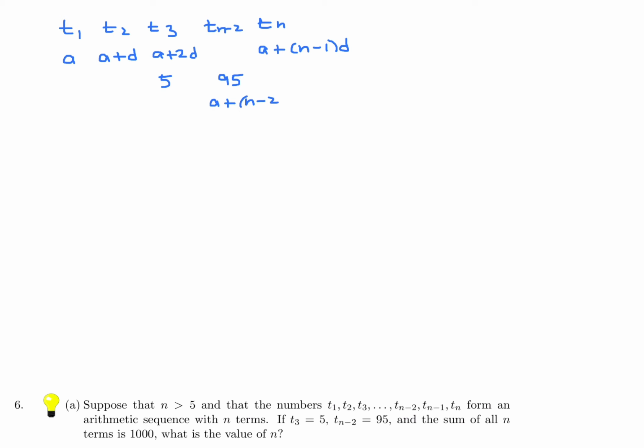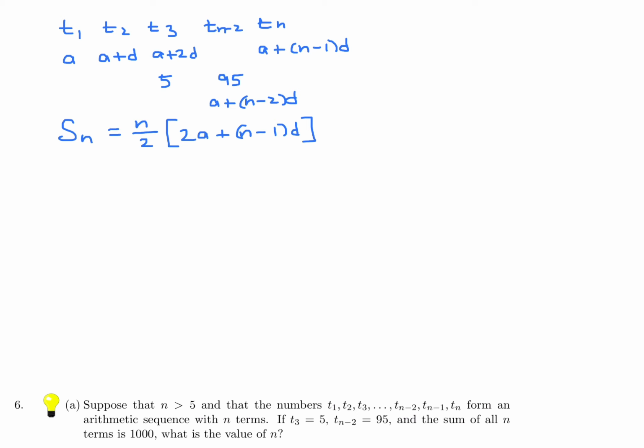Like that. Okay. And then the last piece of information is that the sum of all of them is 1,000. So the sum of an arithmetic sequence is given by the formula Sn is equal to n over 2 times 2a plus (n minus 1)d. Okay, I think we have enough here.